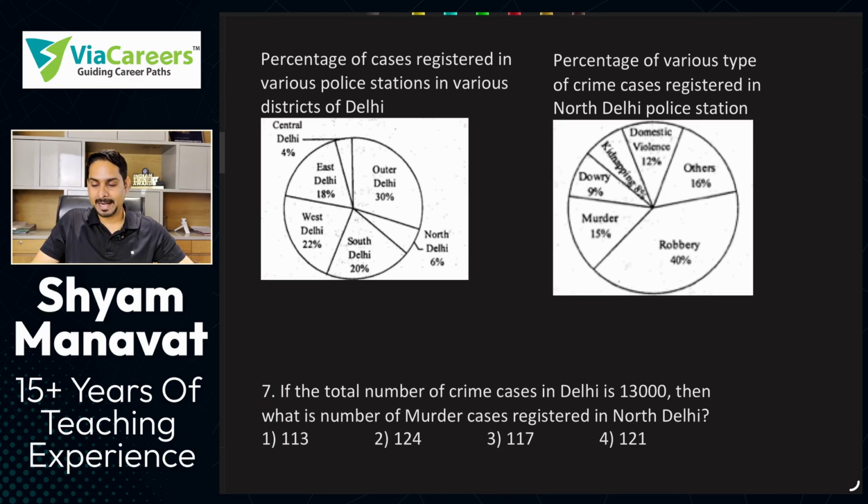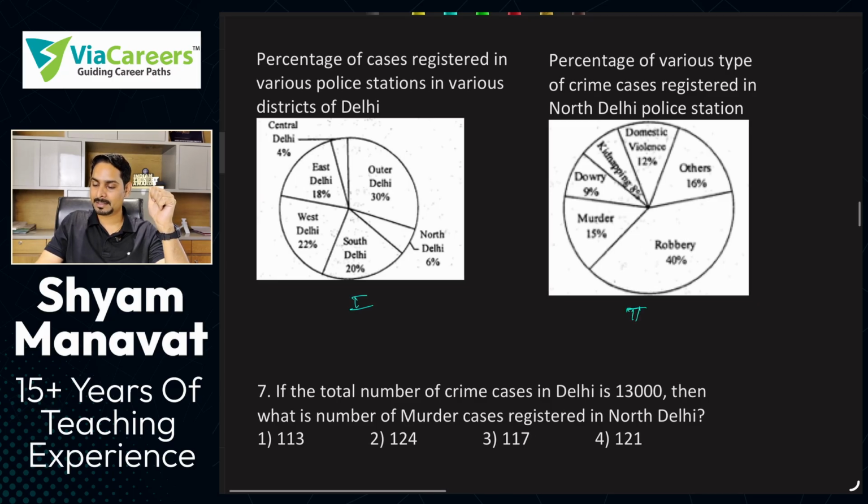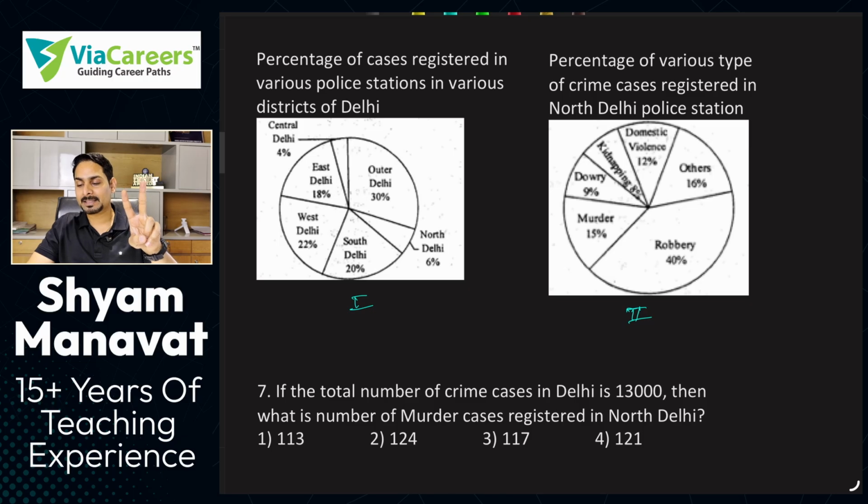Okay. So here you have the next diagram, next case, where you have two pie charts. So what does the first pie chart show? Percentage of cases registered in various police stations in various districts of Delhi. And the second chart, let me name this: this is first, this is second. Now the second says the percentage of various types of crime cases registered in the North Delhi police station. Okay, only for North Delhi. And the first is for entire Delhi. So this is given to us: percentage of cases registered.